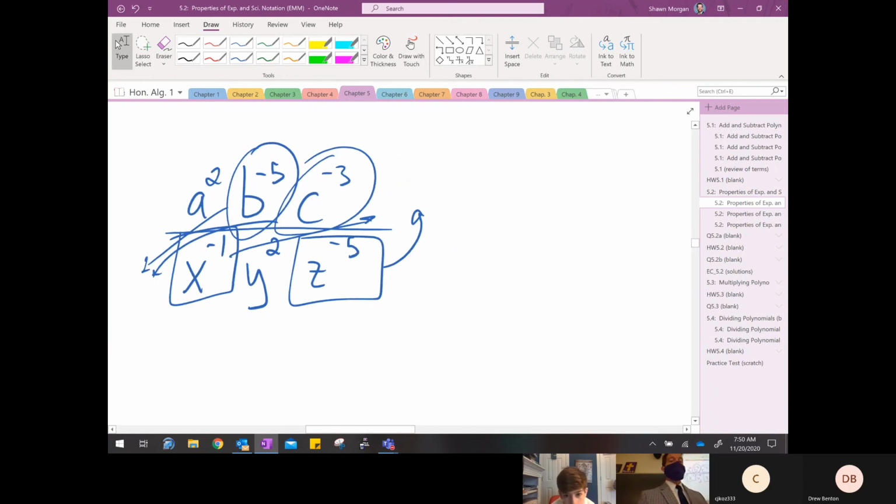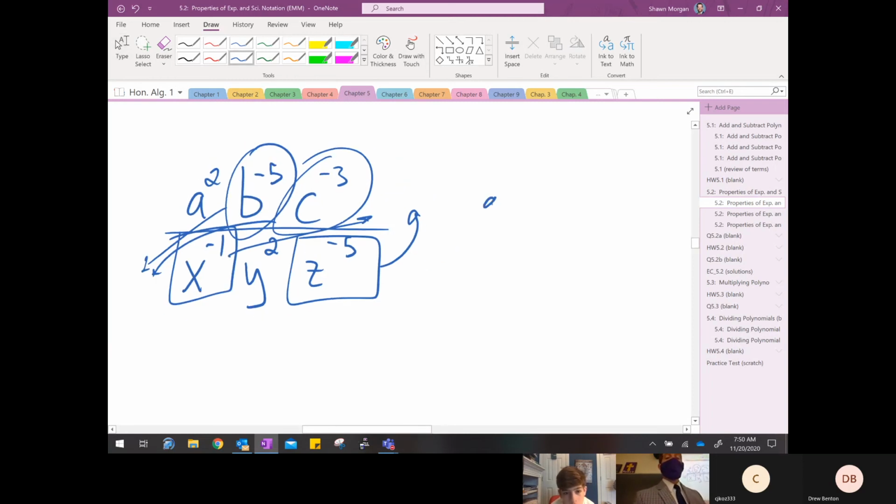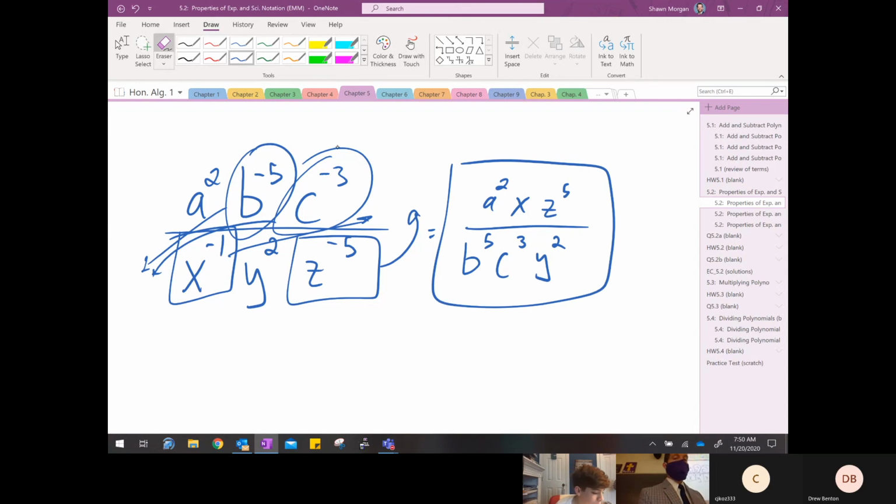All right, check this out, boys. A squared is not going to move at all. A squared, he's positive. He's got a happy attitude. He's not moving anywhere. All right, but we're going to move the B down to the bottom, so it becomes B to the positive 5. We're going to move C down to the bottom. It's going to be C to the positive 3rd. We're going to move X to the top, and it's going to become X to the positive 1st. We're going to move Z to the top. It's going to become Z to the positive 5th. And then don't forget Y squared was down at the bottom. Y squared was gravy. Did not need to move at all.